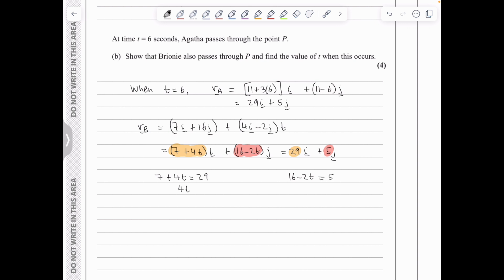So we get 4t is equal to 22, which gives t to be 5.5. Whereas here we've got 11 is equal to 2t, so we get 5.5 again. It is crucial that we get the same value for t, which will allow us to conclude that Brioni will indeed pass through the point P, and this will happen when t is 5.5 seconds.